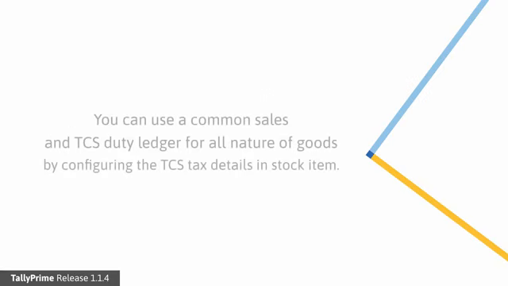If you are dealing with multiple TCS natures of goods, then you can define the TCS details at the stock item level and use a common TCS sales ledger and tax ledger. TCS will be calculated based on the TCS details defined in the respective stock item master.